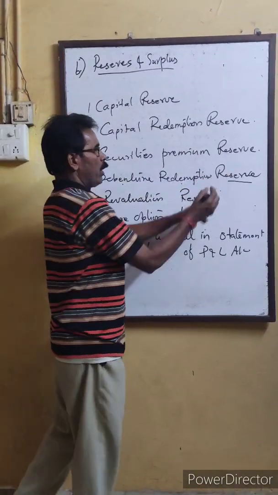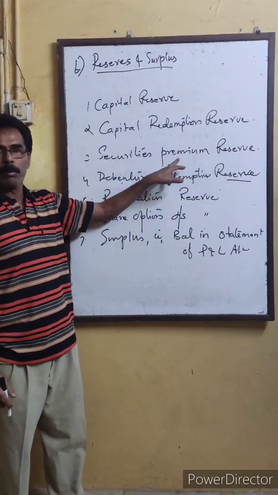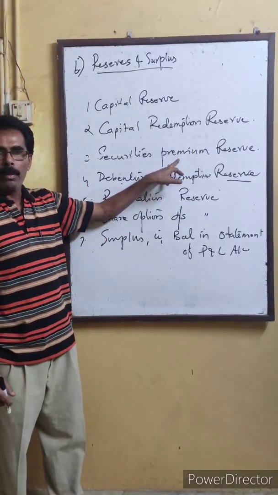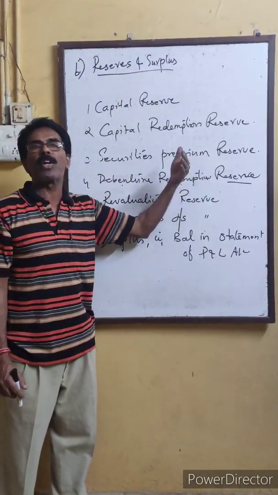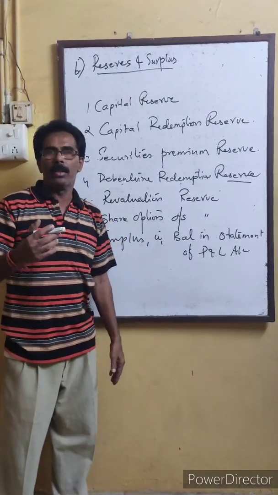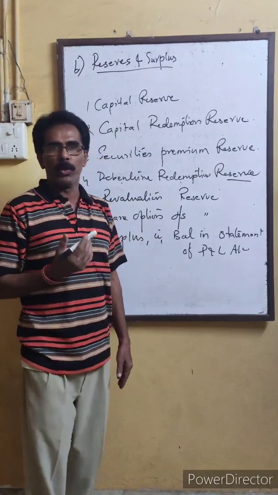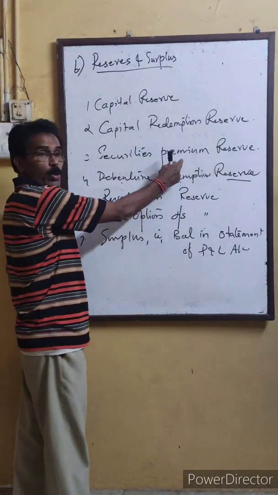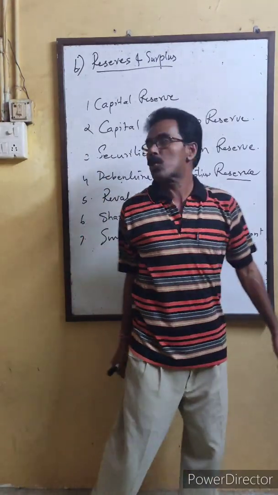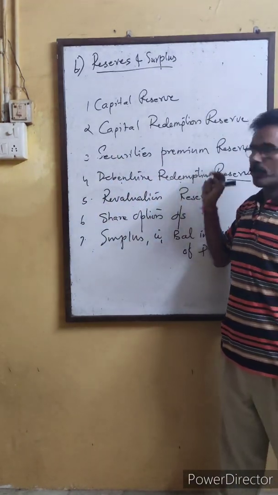Securities premium reserve is the reserve made from the premium. Premium means the extra money received over the face value. If the public is ready to purchase shares at more than the face value, then that extra money is called a premium. The reserve made from that is called the securities premium reserve.